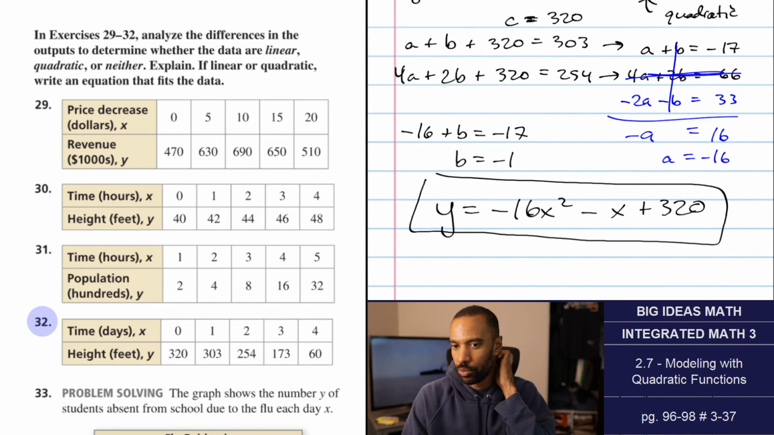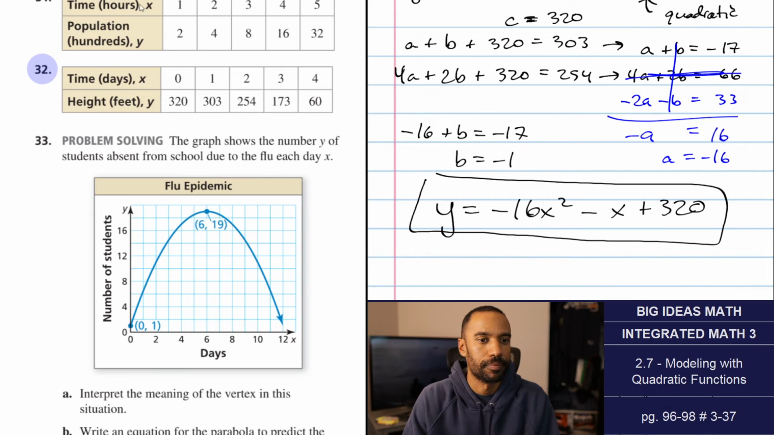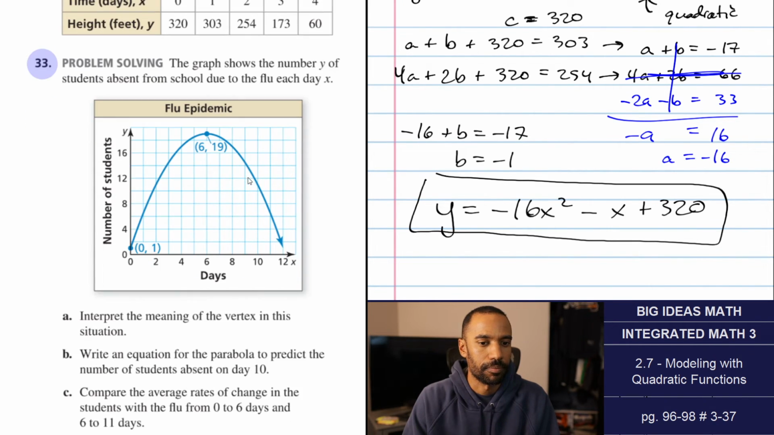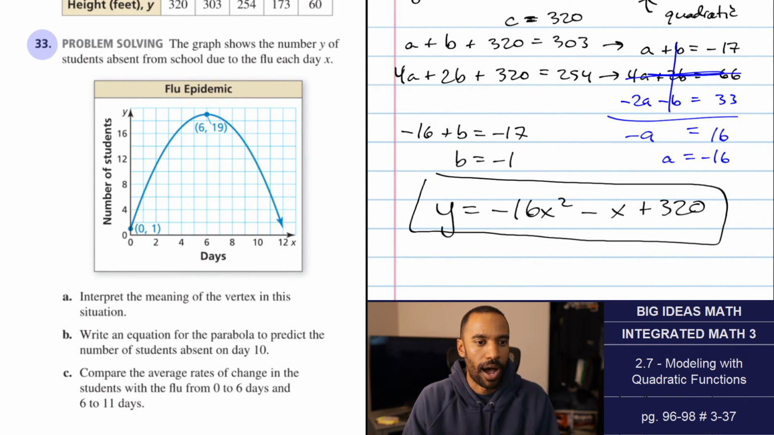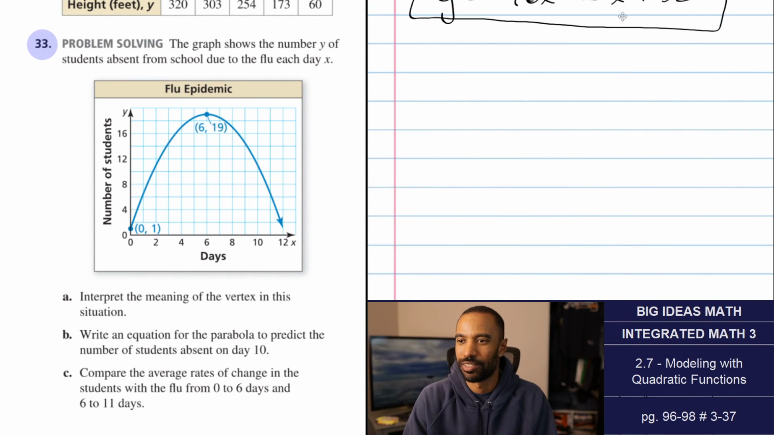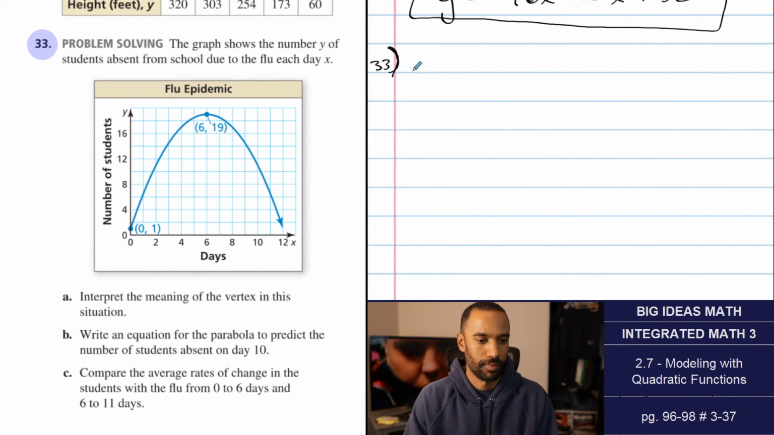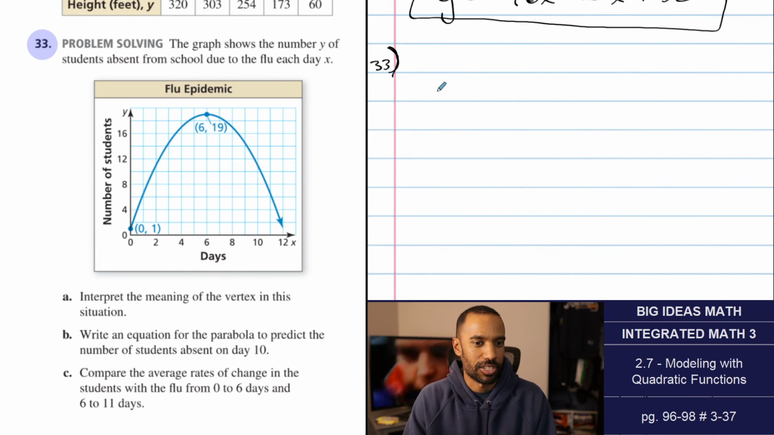Let's go to, hold on, I lost my thing. Let's go to number 33. Problem solving. The graph shows the number y of students absent from school due to the flu each day x. Oh, I thought it was like cutting or something like that. Due to the flu. Okay. Interpret the meaning of the vertex in this situation.